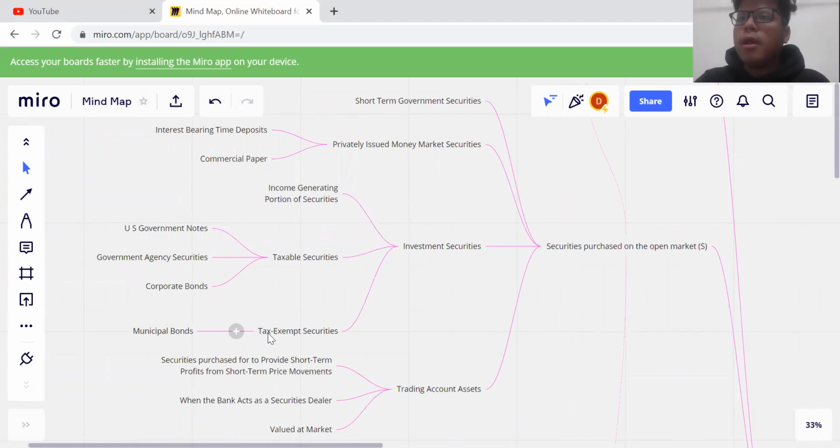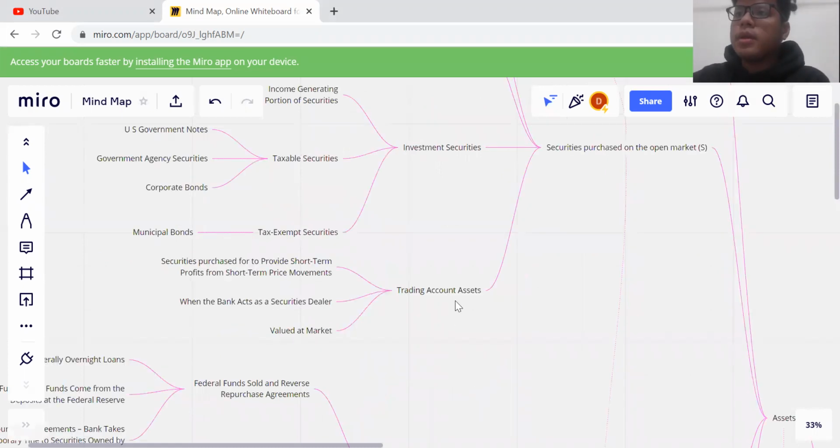In taxable securities, we have U.S. government notes, government agency securities, and corporate bonds. And in tax-exempt securities, we have municipal bonds. In trading account assets, we have securities purchased to provide short-term profits from short-term price movement, and when the bank acts as a securities dealer and is valued at market.